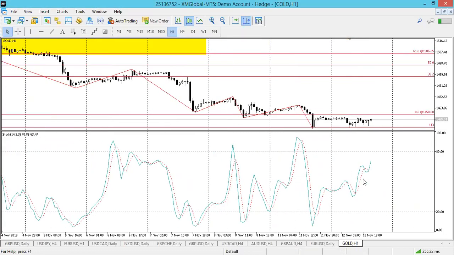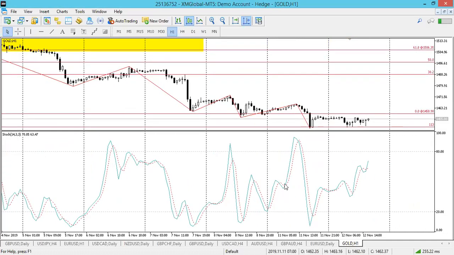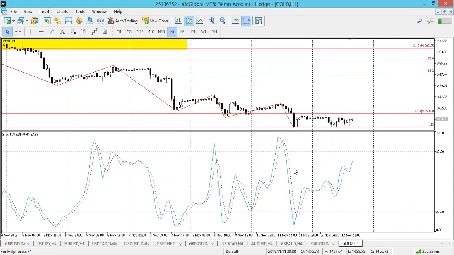You have overbought and oversold levels at 80 and 20, no? And you have two lines doon sa ating stochastic, no? Yung two lines natin, you have a smoother line and then you have a line na mas spiky, no? Normally, ang mas ginagamit is the smoother dotted line. Okay? If the price goes up above 80, it's overbought. If the price goes below 20, it's oversold.